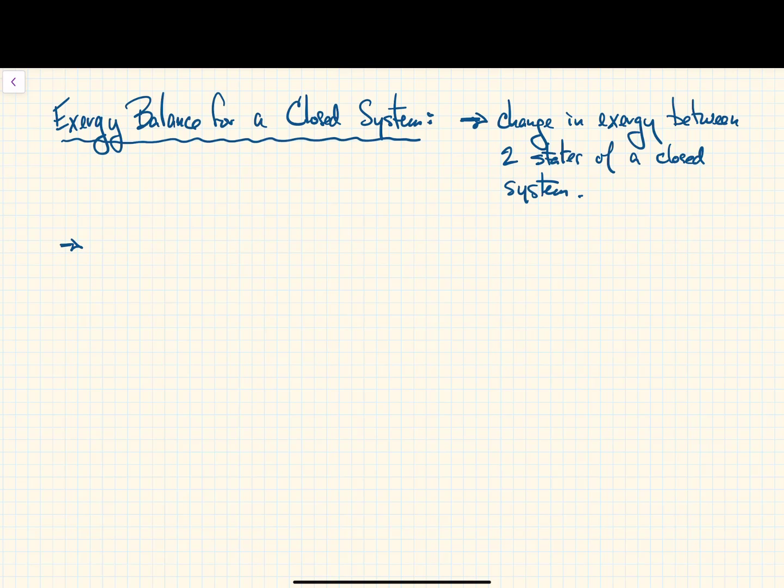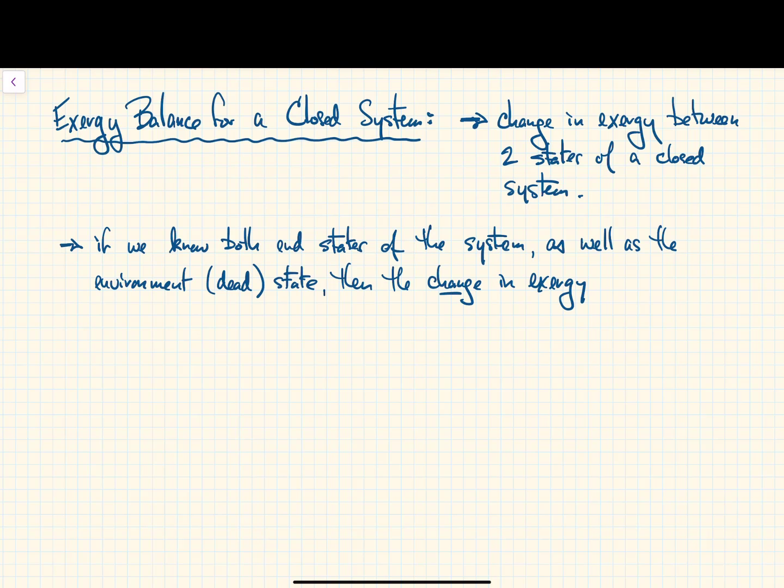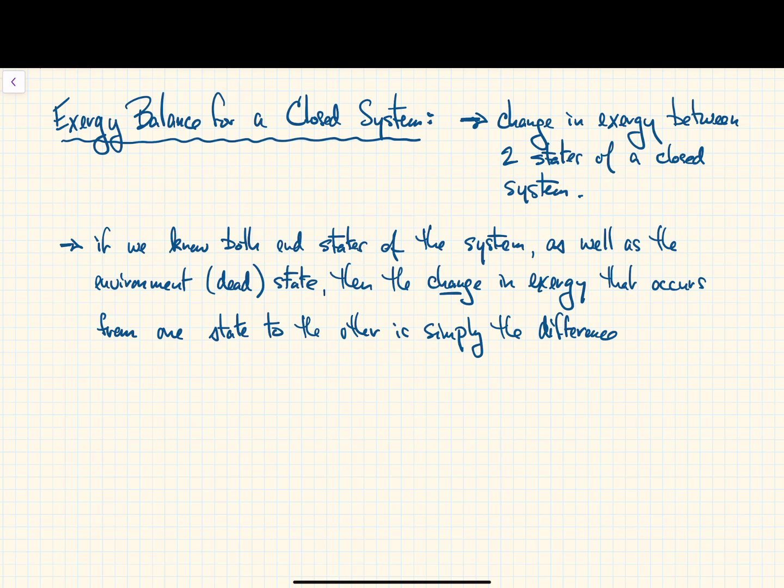So in the simplest form, if we know both of the end states of the system at which we're interested in doing this exergy balance, as well as the environmental dead state, then the change in exergy that occurs from one state to the other, state 1 to state 2 say, is simply going to be the difference in the exergy between those two states, which we can quantify using the equations that we've got above, specifically the extensive form of exergy, equation 1.